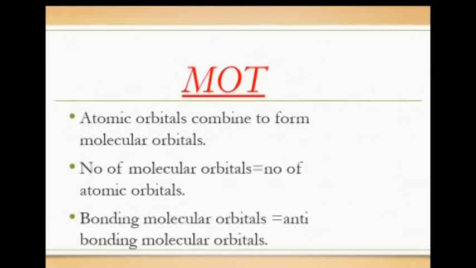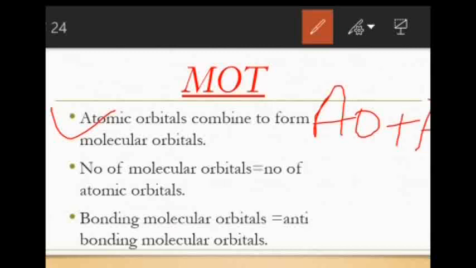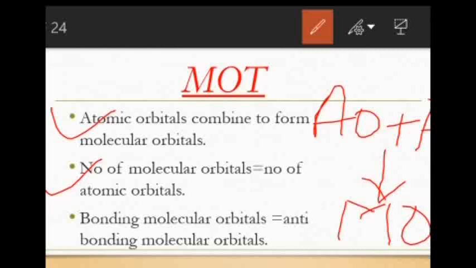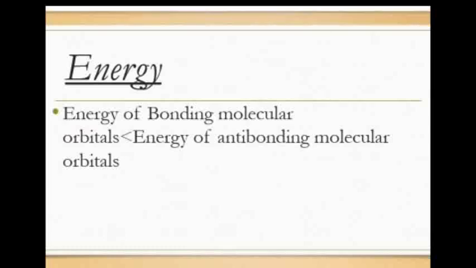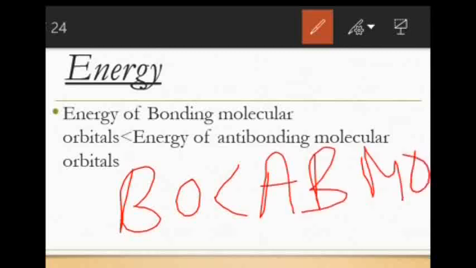There are 3 points which we have to remember. First point is atomic orbitals are combined to form molecular orbitals. Second point is number of molecular orbitals equals number of atomic orbitals. Third point is bonding molecular orbitals equals antibonding molecular orbitals. Energy of bonding molecular orbitals is always less than energy of antibonding molecular orbitals.